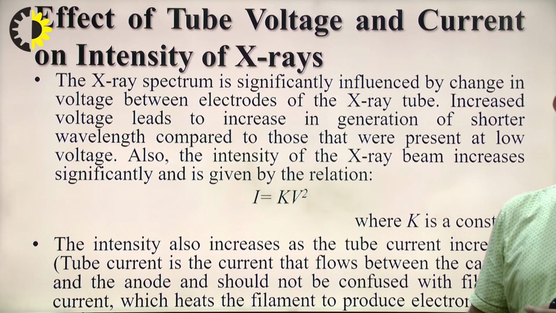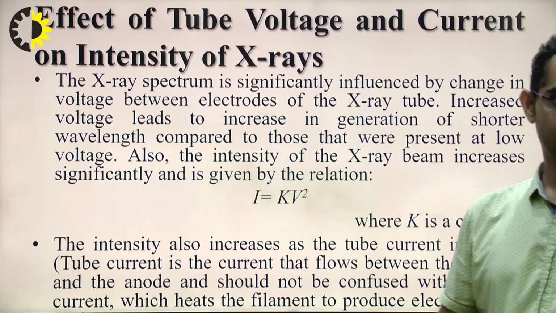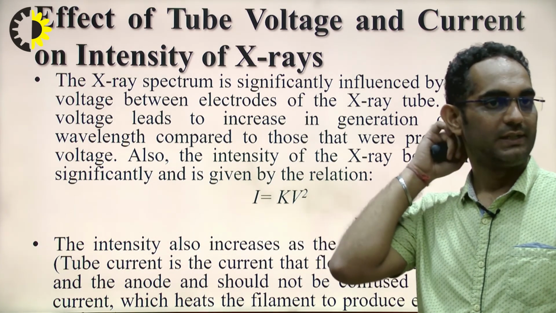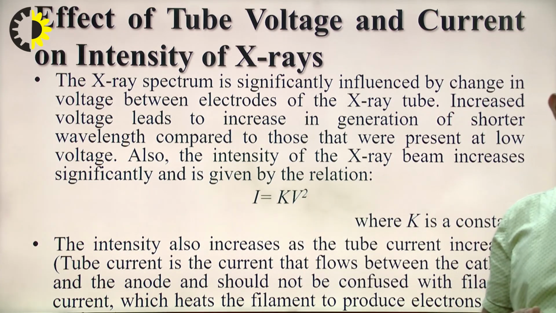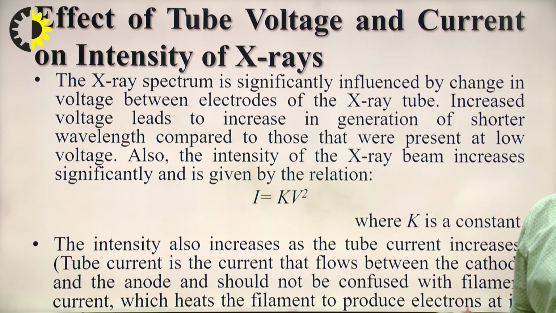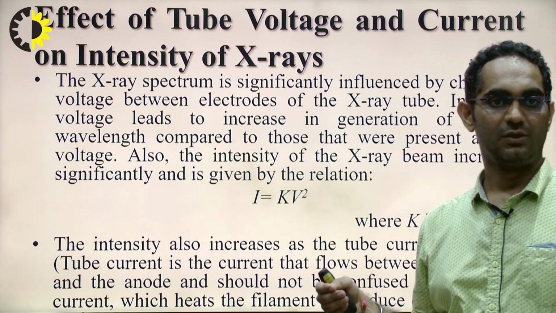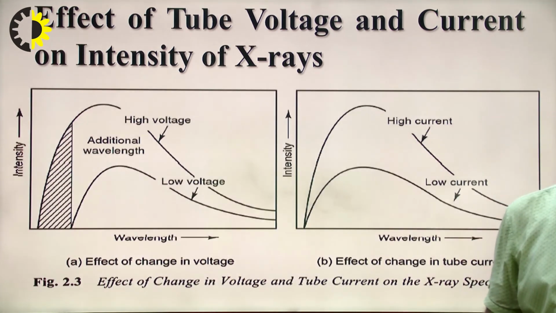The intensity also increases as the tube current increases. Tube current is the current that flows between the cathode and the anode and should not be confused with the filament current, which heats the filament to produce the electrons.